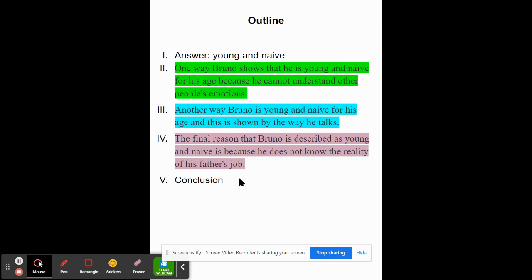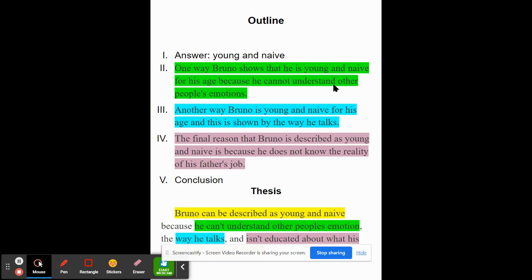Those are going to be what we talk about in each paragraph. Now we need to take those 3 things before we start and turn them into a thesis statement, and we want to make a reference to each one of these topics in our thesis statement. And so when we do that, and I'm sorry, we're getting a little blocked here at the bottom, we get: Bruno can be described as young and naive because he can't understand other people's emotion.